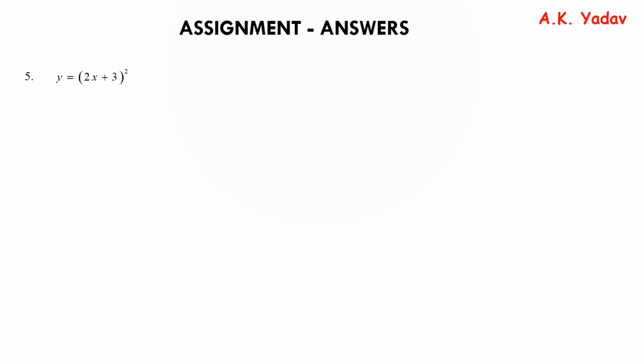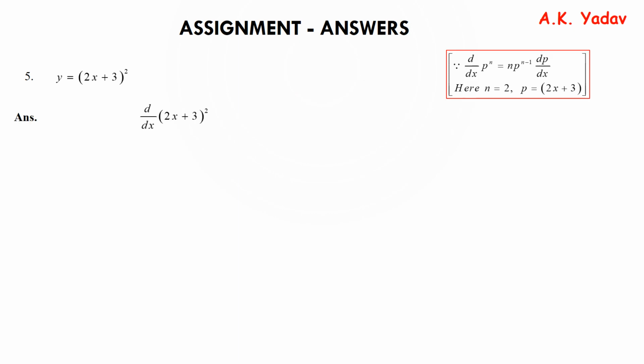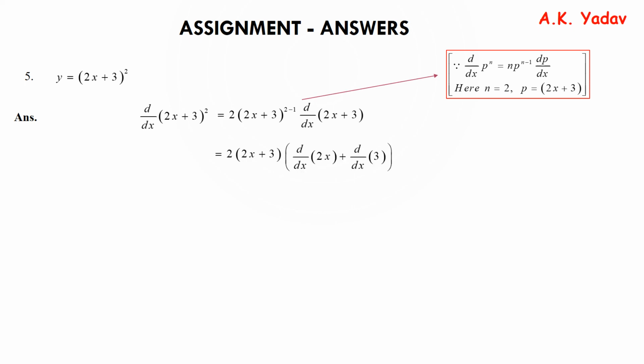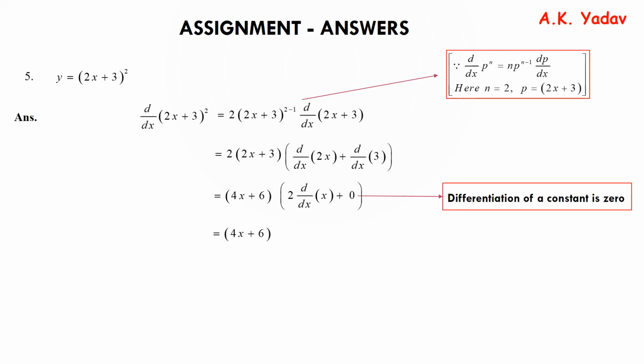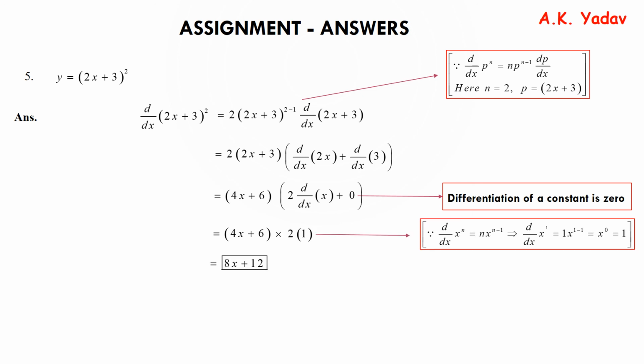Let's do the last one. Y is equal to 2x plus 3 whole square. So this is the concept of p to the power of n. Here n is 2 and p is 2x plus 3. So first it is 2, then 2x plus 3 to the power of 2 minus 1, and then we will separately differentiate 2x plus 3. We separate 2x and 3. The differentiation of 3 is 0, and the differentiation of x is 1. So on solving this, we get 8x plus 12.